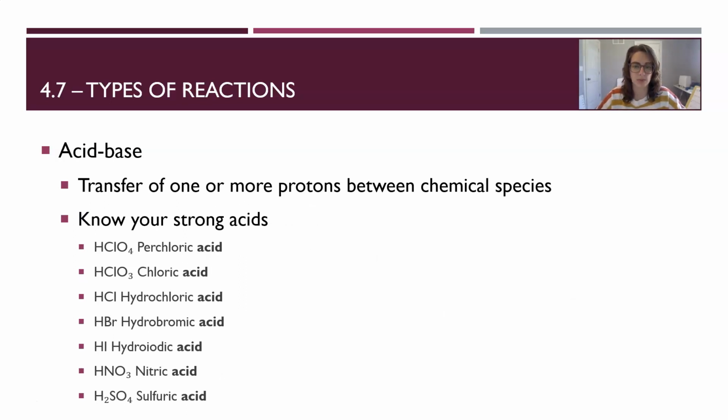Next, we have acid-base reactions. Acid-base reactions involve transferring one or more protons between chemical species. To help you better identify an acid-base reaction, you will want to know your strong acids, and there are 7 of them, listed below.